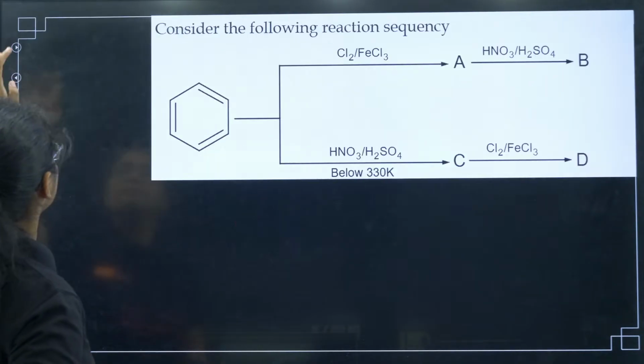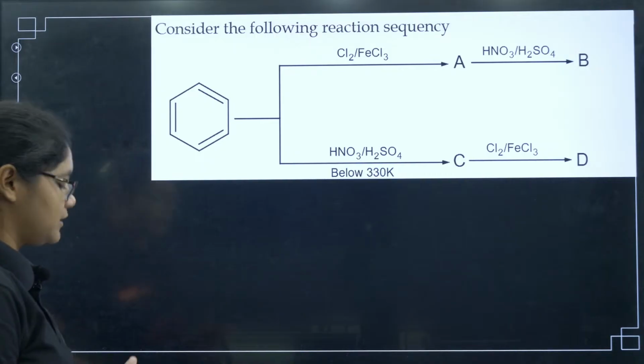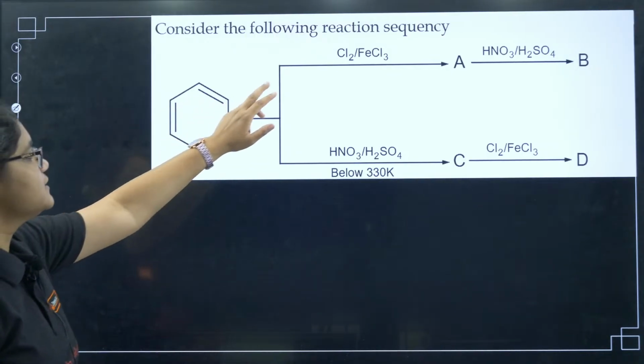Hi Vinay, hello. Next question. This is the last question for the haloalkanes chapter. Next we will move to the alcohols chapter.